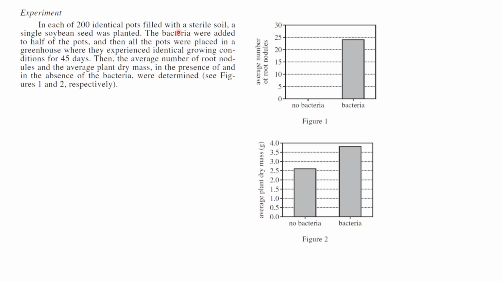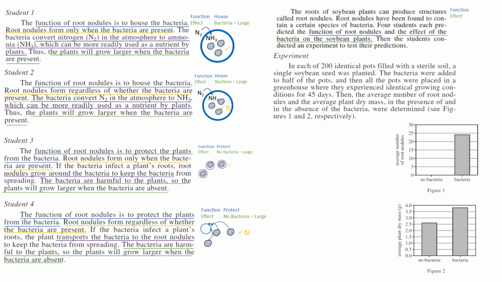200 identical pots in a sterile soil. Bacteria were added to half the pots. They were placed in a greenhouse for 45 days. Then they're looking at average root nodules, no bacteria. Average plant mass, no bacteria. Looks already interesting that root nodules are needed, back to only form if there's bacteria present. So just notice that. All right, go to the question. Here's our quick summary of what we did.